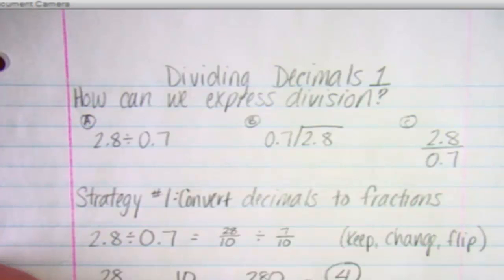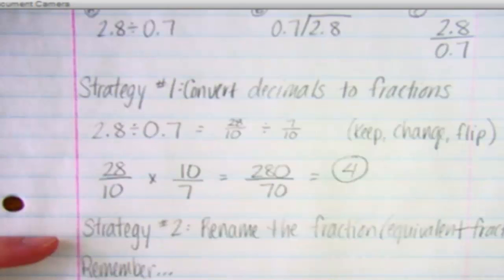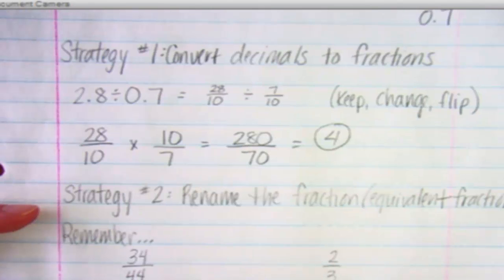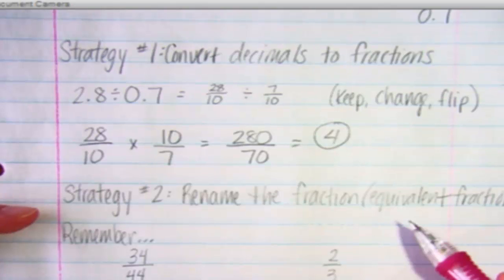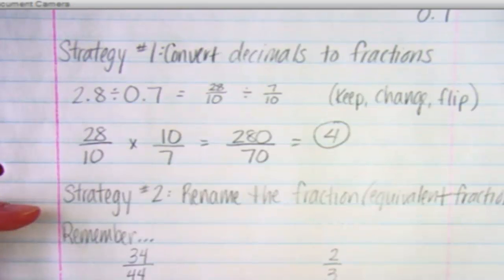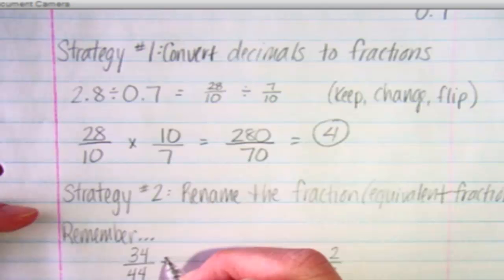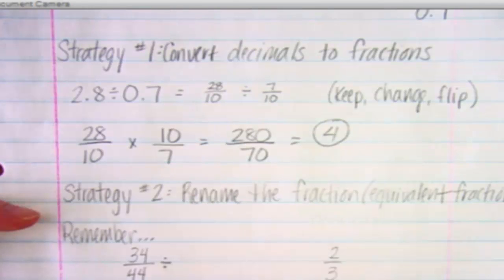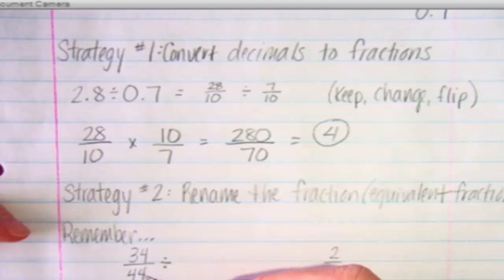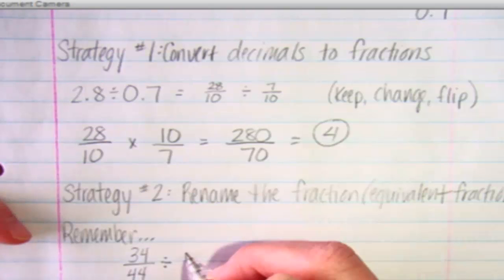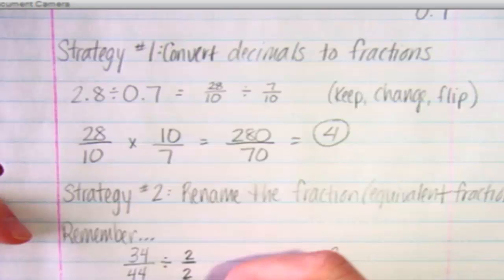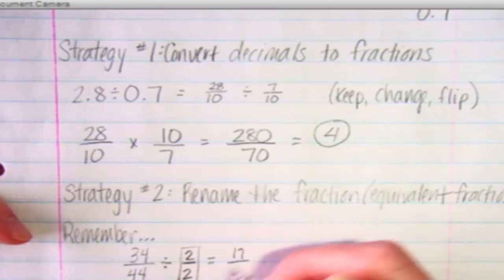The second strategy is to rename the fraction or use equivalent fractions. Remember that when we want to rename a fraction, we have to multiply or divide the fraction by 1, only we're calling 1 by some different name. So, for example, if we want to rename 34 44ths, we can rename 1 as 2 halves. This is equal to 1. And 34 divided by 2 is 17. 44 divided by 2 is 22. So we've renamed the fraction.